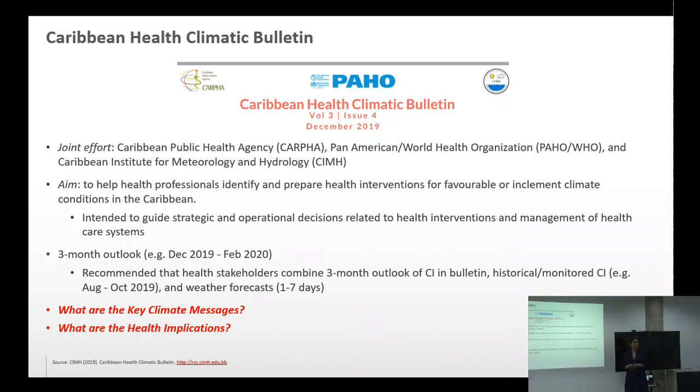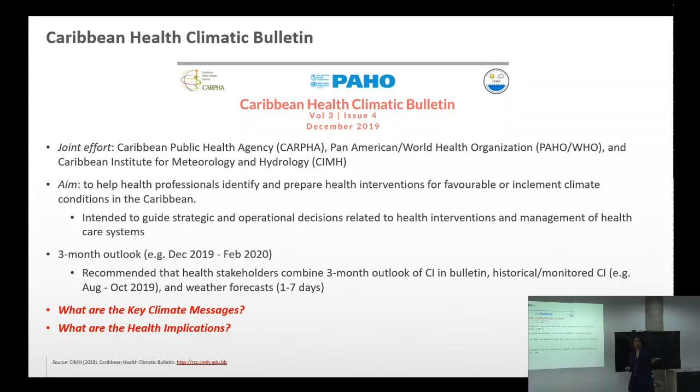So it's a very seasonal forecast that's being done. This is not in the realm of climate change projections yet, but we're trying to think about this context of resilience and encouraging our own local resilience in the context of a changing climate. So for example, this is a 3-month outlook that I'm going to show you, and they're suggesting that health stakeholders combine this 3-month outlook within this bulletin with historical data, but also weather data, because you need to be aware and concerned about all of the different parameters moving forward.